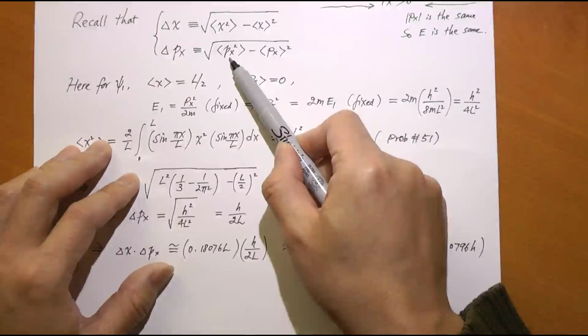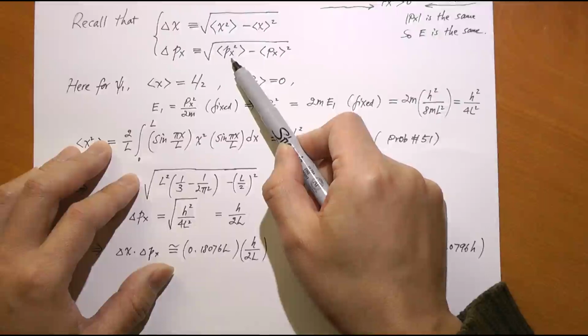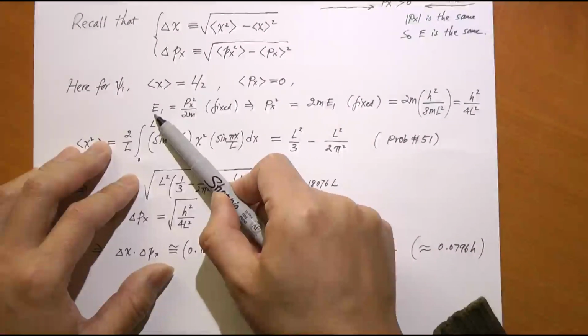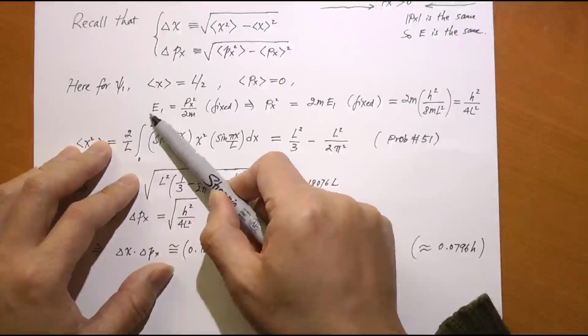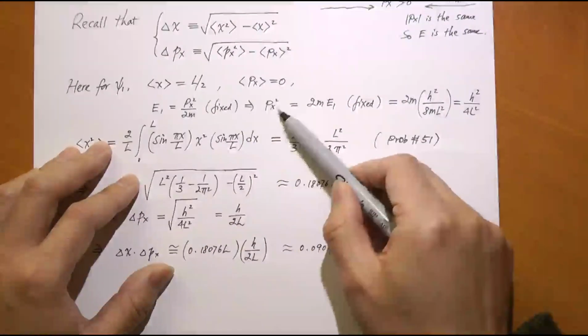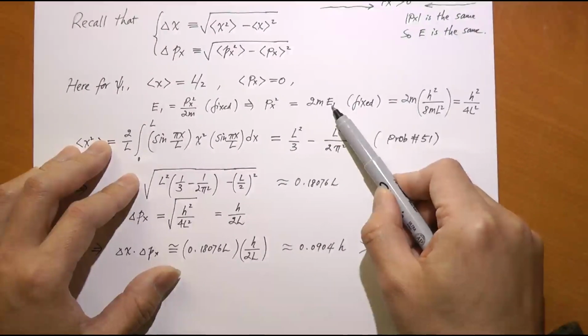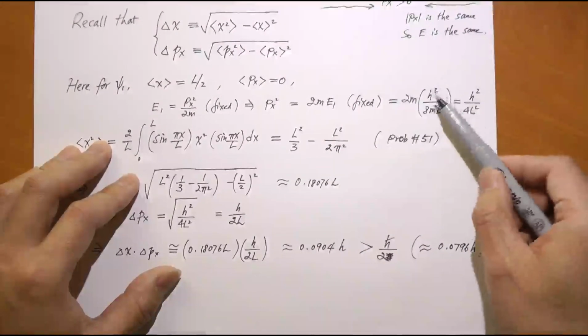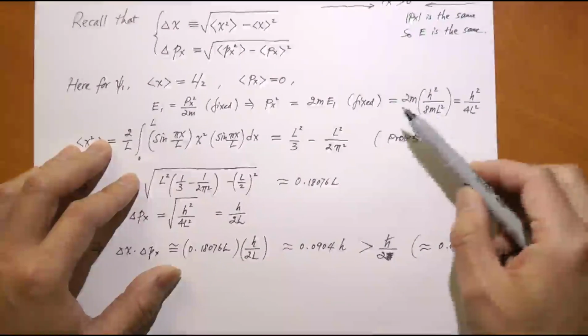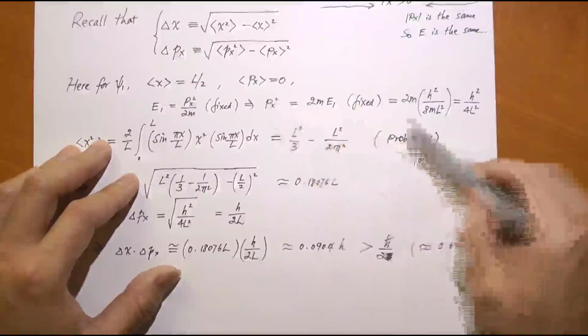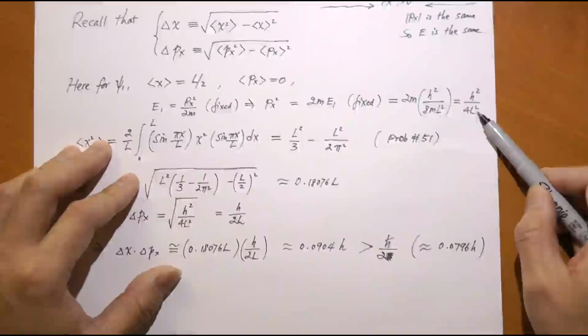And what about Px squared? We didn't calculate that, but that's simple. Because Px squared is proportional to energy. Okay? Energy. And the energy is fixed. You don't have to calculate expected value or anything. It's always the same thing. And therefore, Px squared is also fixed. It is just 2m times E1. What is E1? E1 is, I'm sorry, h squared over 8mL squared. So therefore, Px squared has a single possible value, which is h squared over 4L squared.